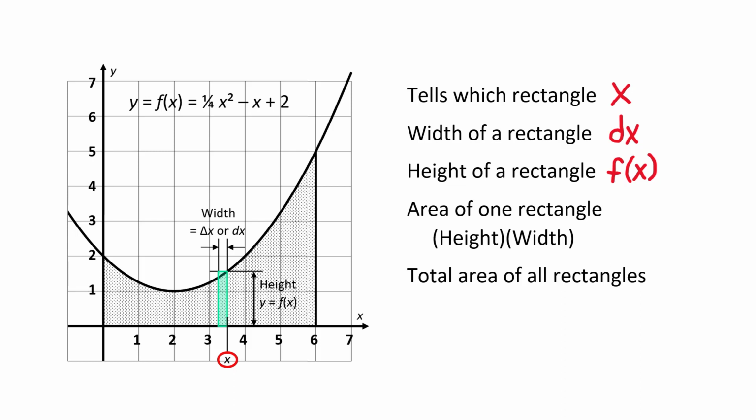Now we have all the parts we need to assemble our integral. The area of one narrow rectangle is height times width, so f of x times dx. To add the areas of the rectangles together, we integrate. Our variable of integration is x, so the limits of integration must be values of x. The leftmost narrow rectangle has x equals 0, and the rightmost one has x equals 6, so we integrate from 0 to 6.